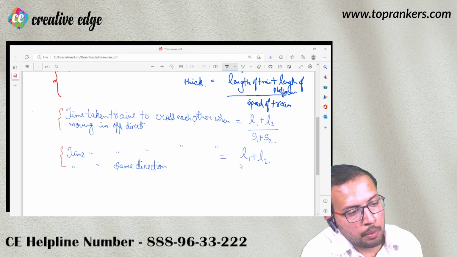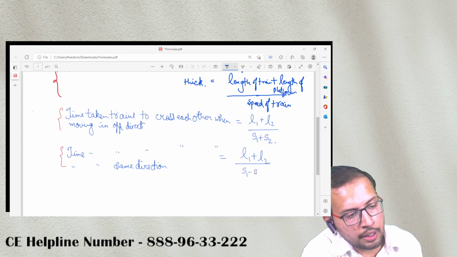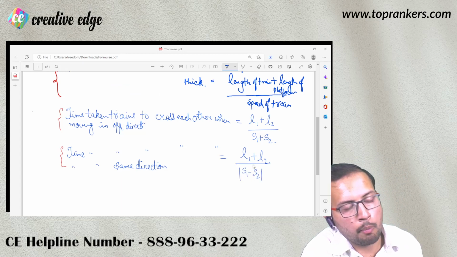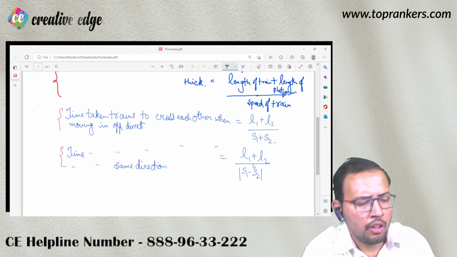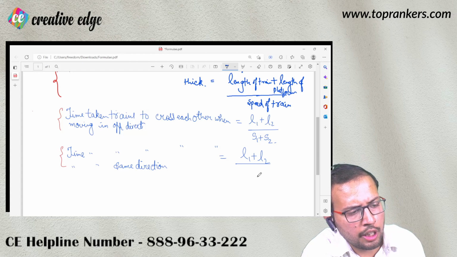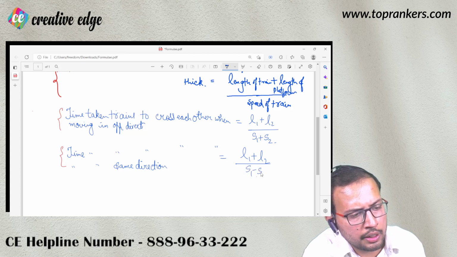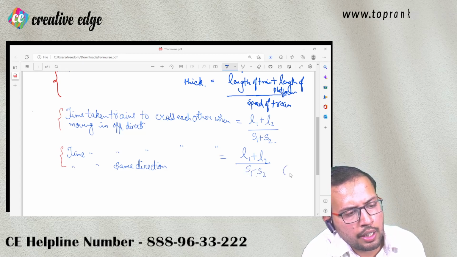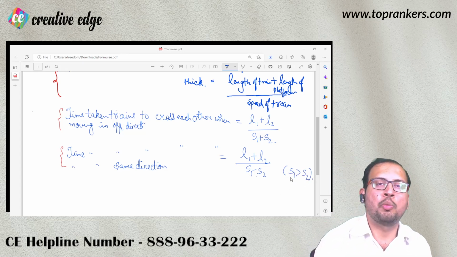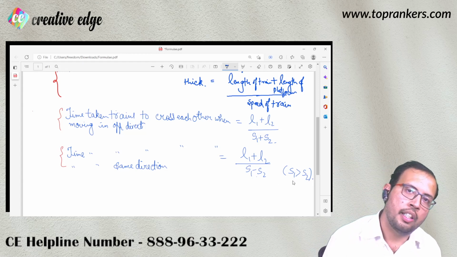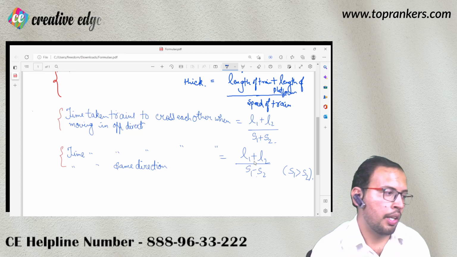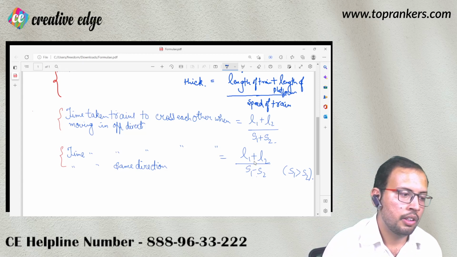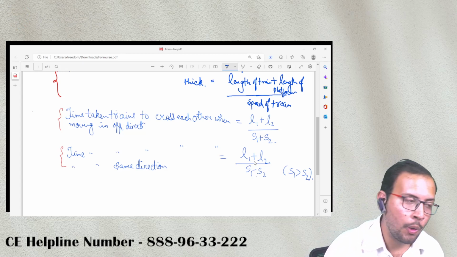So length plus, now this time speed is s1 minus s2. Now I'm taking modulus symbol. Modulus means whichever is greater minus. ठीक है, तो या फिर अगर आपको मॉड्यूलस से कंफ्यूजन हो रहा है तो let me do one thing. s1 minus s2 given that s1 is greater than s2. Otherwise it is going to be s2 minus s1 if s2 is greater than s1. So this is the formula if two trains cross each other. So I hope this idea must be clear to all of you.